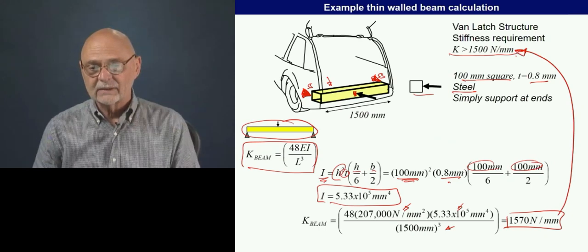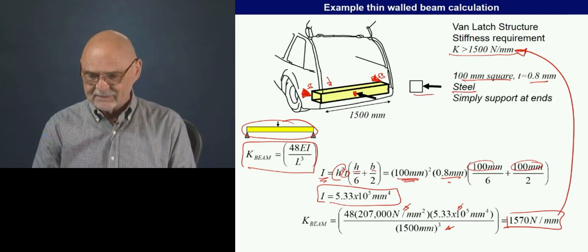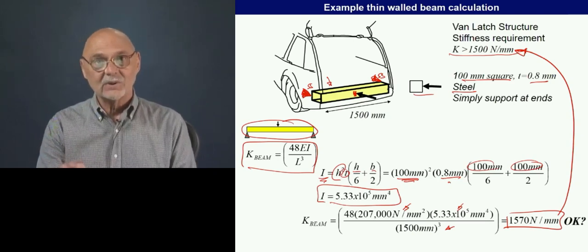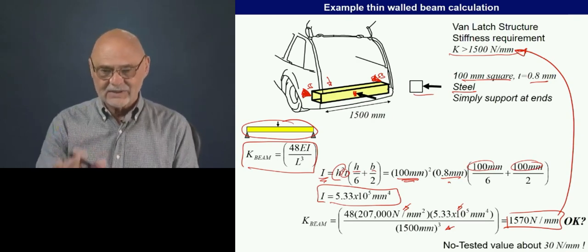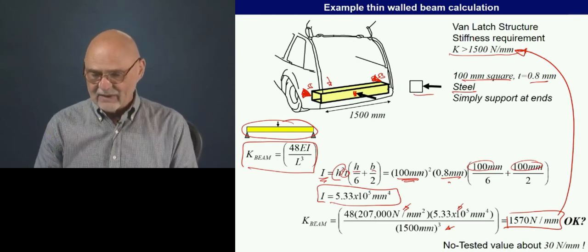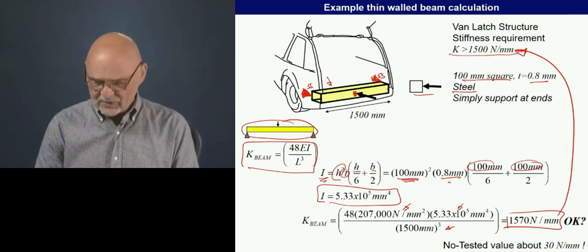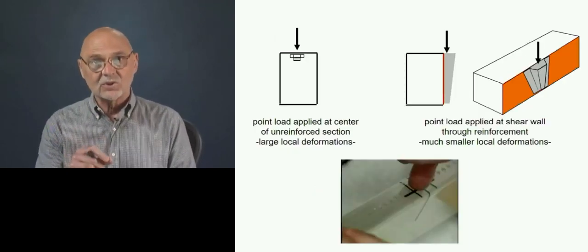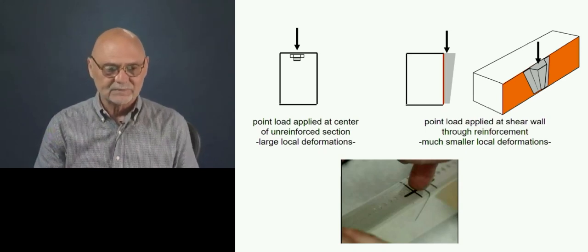And we compare that to our requirement and say, well, looks like we're good. Is it okay? In reality, even though our first order calculations look okay, if we tested this structure, we would get a value of about 30 newtons per millimeter. So orders of magnitude off from what we expected. The reason for this, like we saw in the little cantilever shape, is that we're going to get a lot of distortion right at the point of load application, over and above the beam deformation.